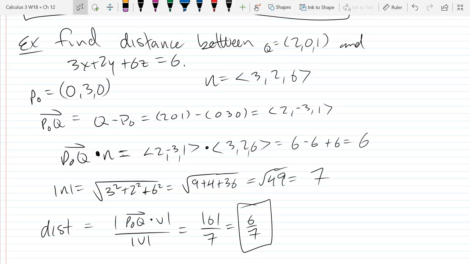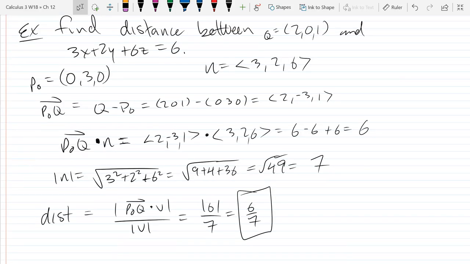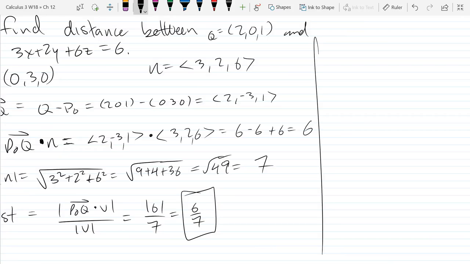So your dot product should have been 6 or negative 6, depending on what you chose. Anybody not get 6 or negative 6? Oh, okay. Oh, I wrote N instead of V, but it's the same. Oh, okay. I'm just doing that to confuse you. Sorry. I'll try to stop. It's the only vector, really. I mean, there's the vector P naught Q. Its own name.